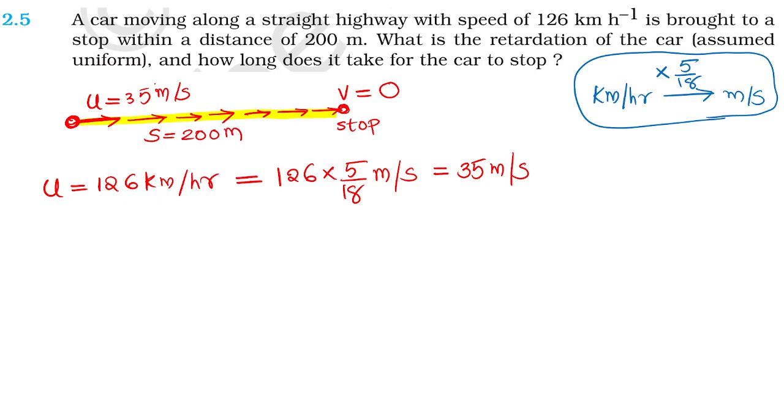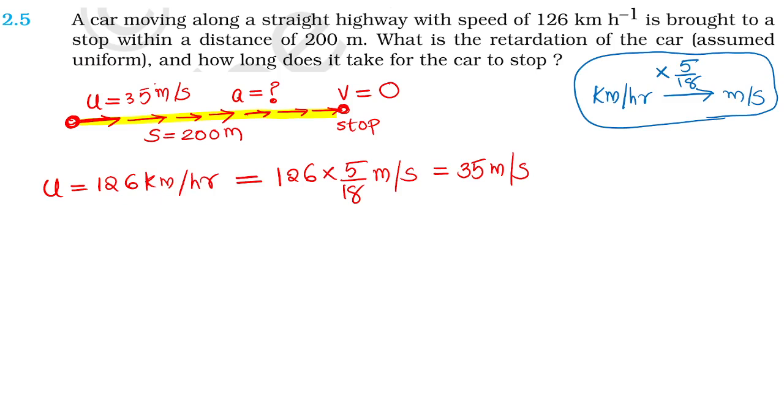What is the retardation? Retardation means it is simply acceleration having negative sign. Retardation is actually acceleration. There is a change in velocity, right? The velocity is decreasing. The change in velocity by time is acceleration. Retardation is also acceleration. Retardation means negative acceleration. Acceleration having negative sign is said to be retardation.